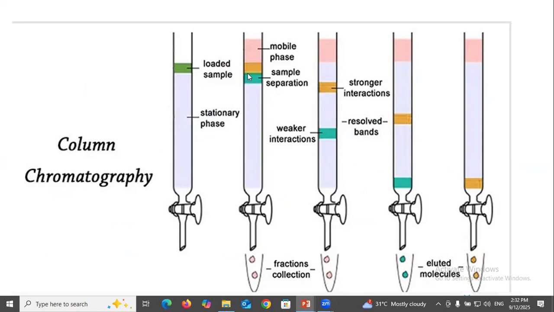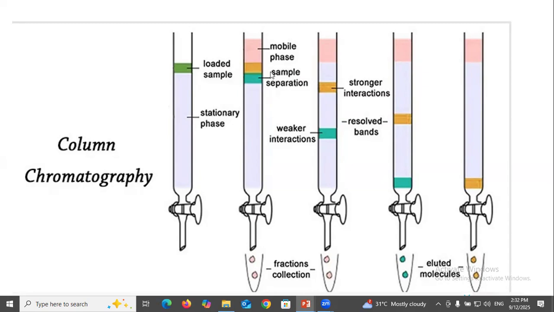In this chromatography, there are different kinds of compounds, and they are separating in different colors. See, this is the stationary phase, and these are the two colors. It may be two kinds of compounds, and this is the mobile phase.